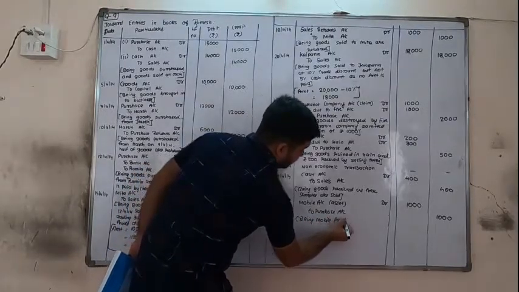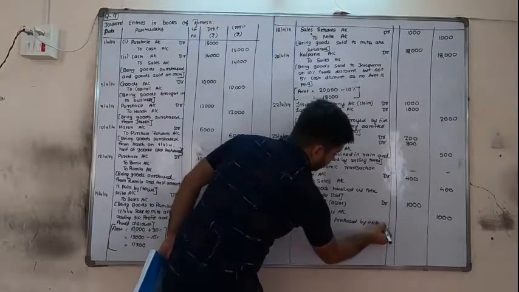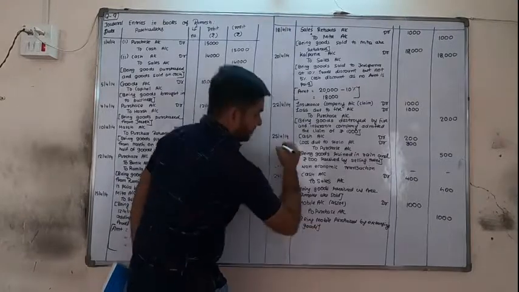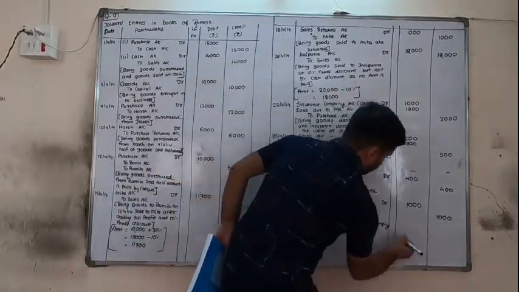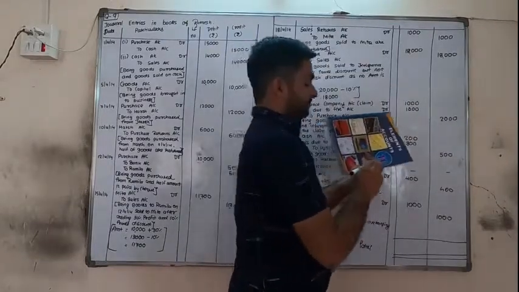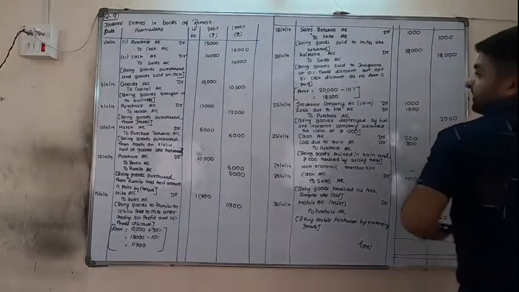Being mobile purchased by exchanging goods. So today's question was very tricky. Okay friends, let's take the total.